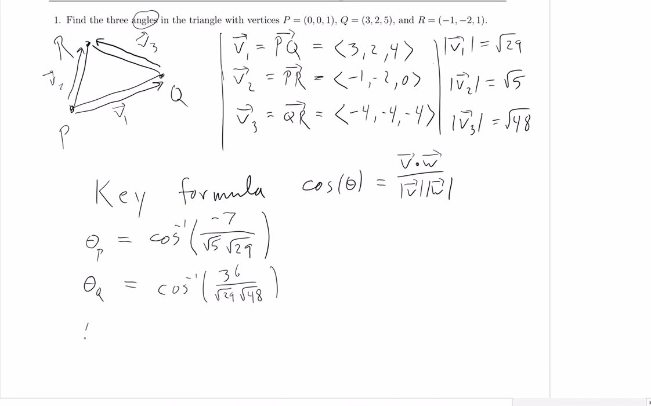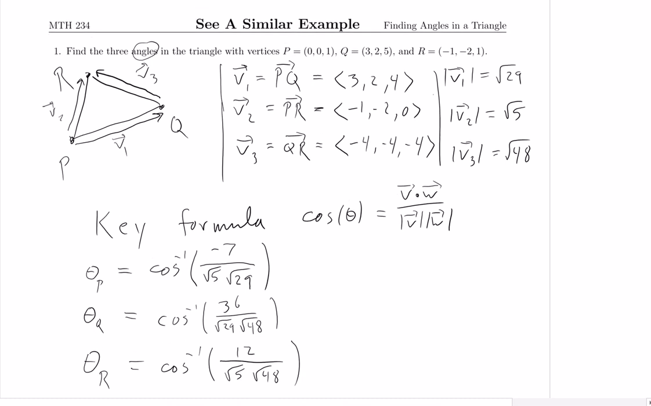And lastly, we can do this for R. So theta R, the angle at the point R, is the angle between the vectors minus V2 and minus V3. So we use the same formula. The dot product of minus V2 and minus V3 is 12. And the product of the lengths, length of V2 times length of V3, is square root of 5 and square root of 48. And so that's it. We have found the three angles in this triangle.